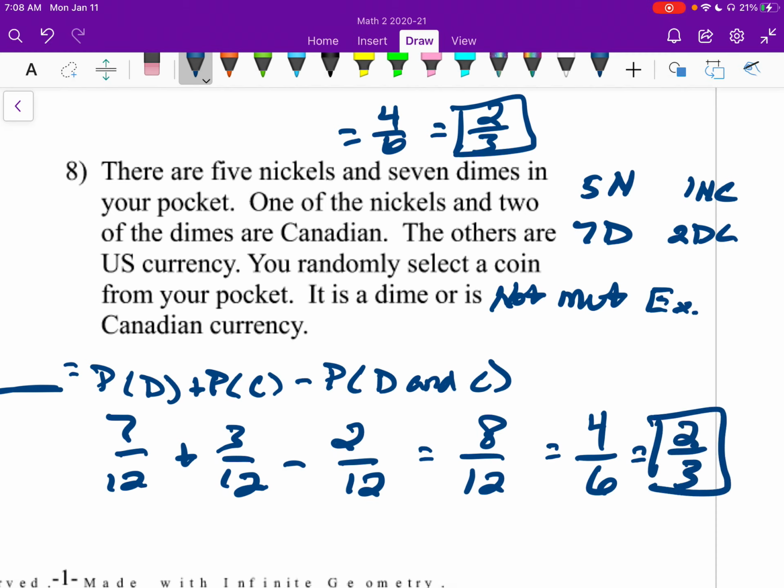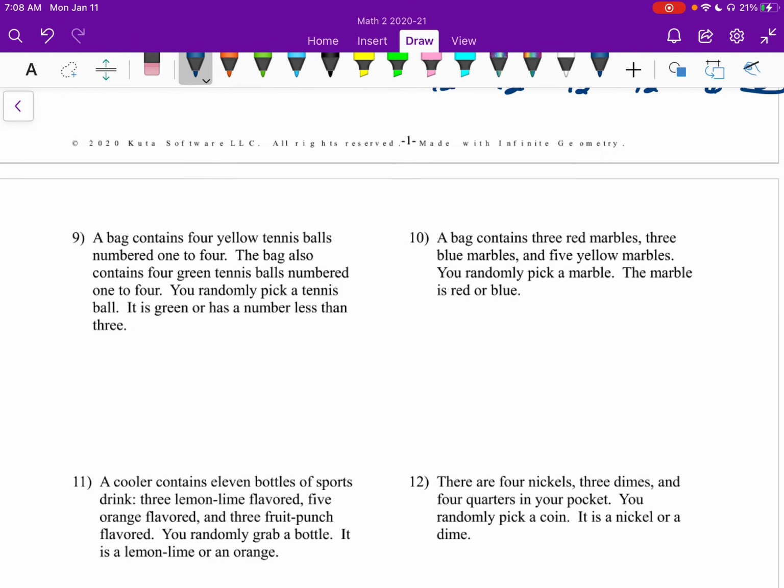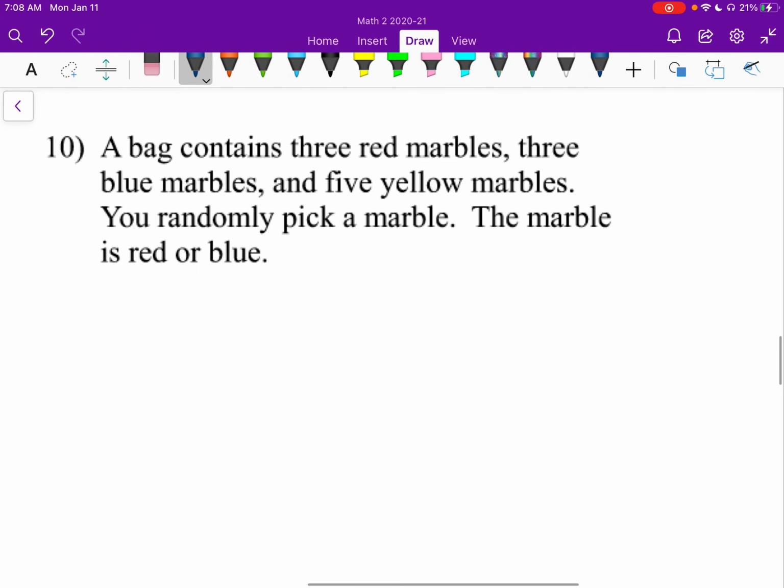All right, I believe we've gone over all of the unique problems. Let me just read over these real quick. We haven't done a marble problem yet.